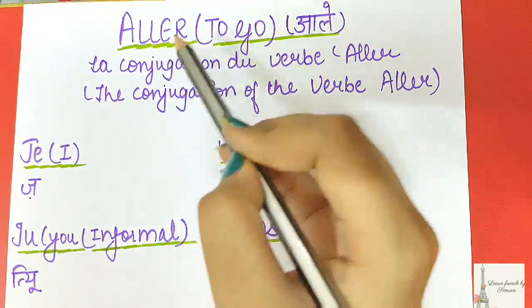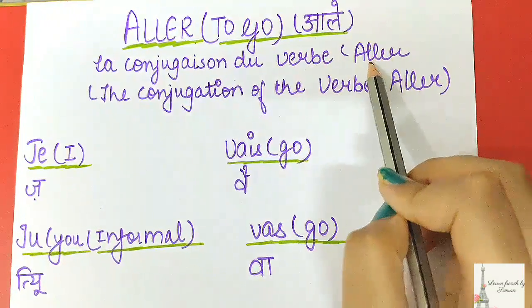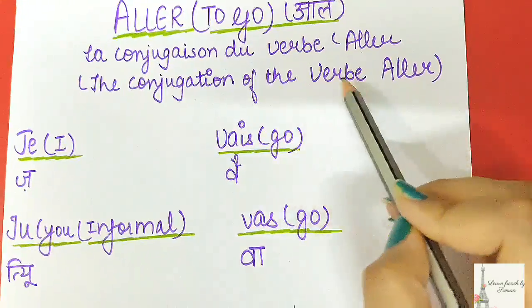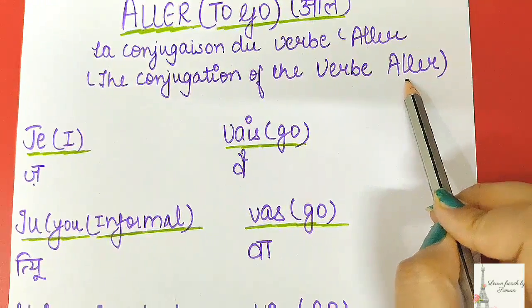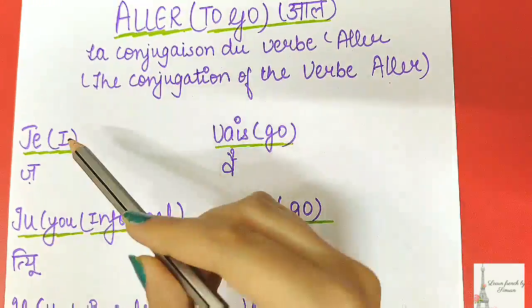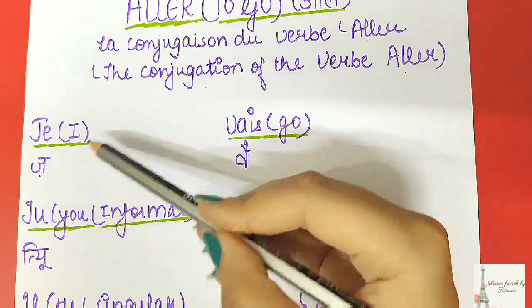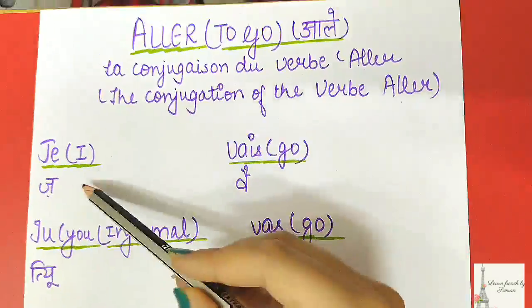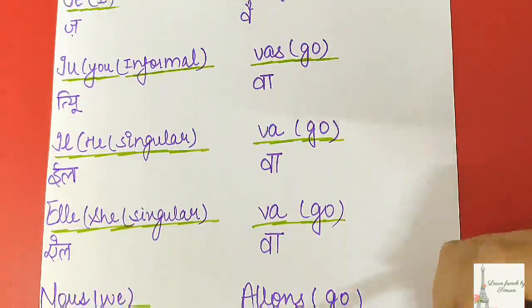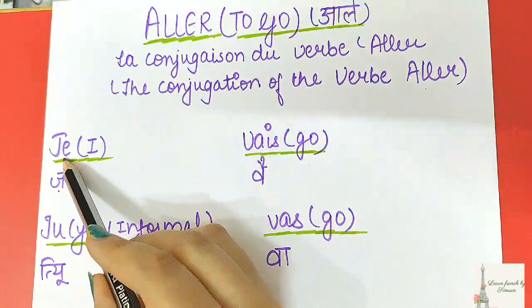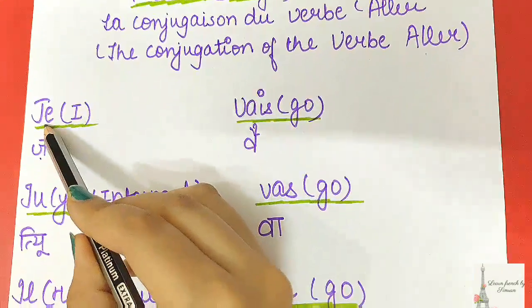La conjugaison du verbe aller. It means the conjugation of the verb aller. So we will learn how to conjugate this verb with the different subjects. Now in this column I have written the different subjects and here is the conjugation. So let's begin. Now our first subject is je.